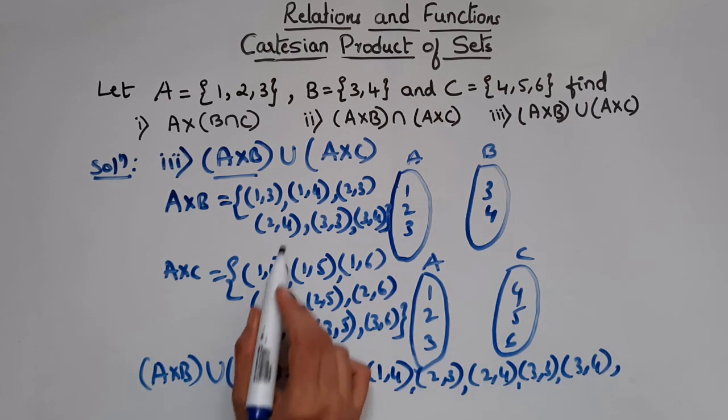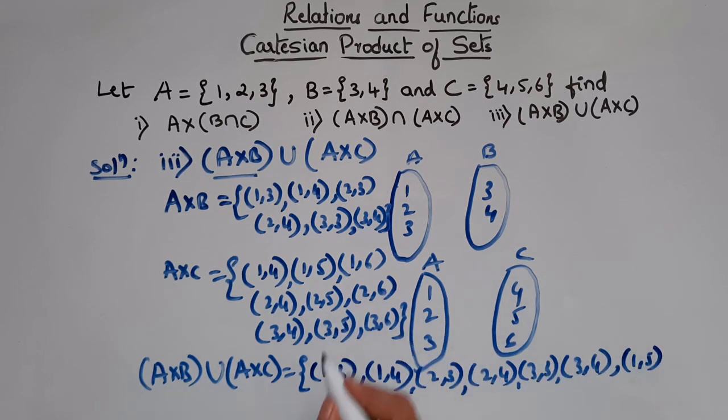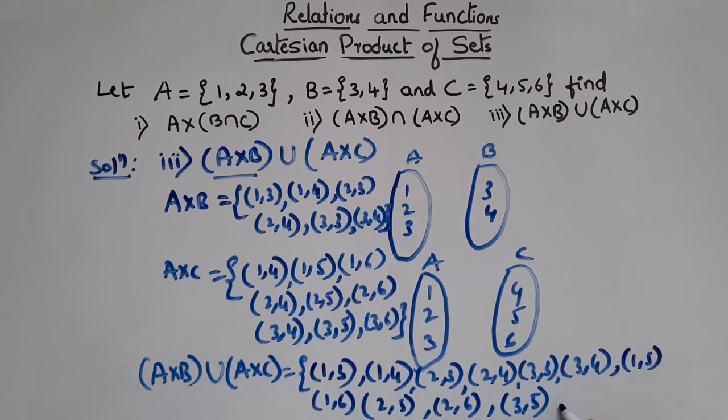and in this, 1, 4 is already written. So we have 1, 5, 1, 6, and 2, 4 is already written, right? So 2, 5, 2, 6, and 3, 4 is here. So 3, 5 and 3, 6.